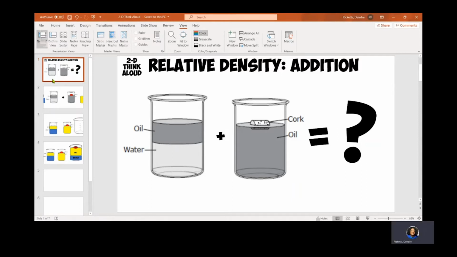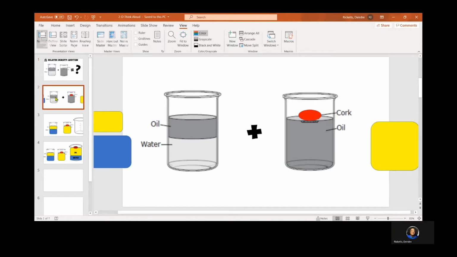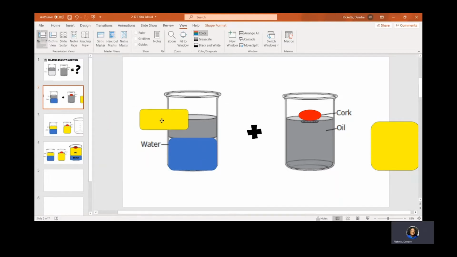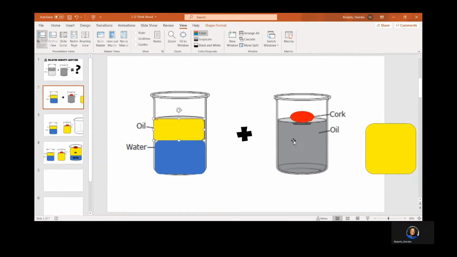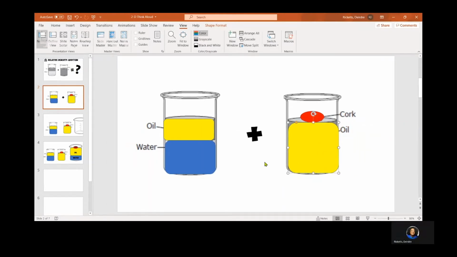So let's do a think aloud so I can model my thinking to show you how I would answer this question. One thing that I do to help me answer questions like this is that I color code. So for the water, I would come over here, put my little water here and my oil here, plus my oil over here and my cork here. You with me so far? Everyone say color coding. Thank you, my students. Let's go to the next slide.